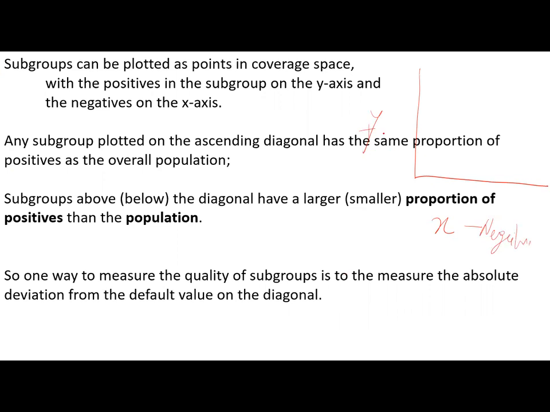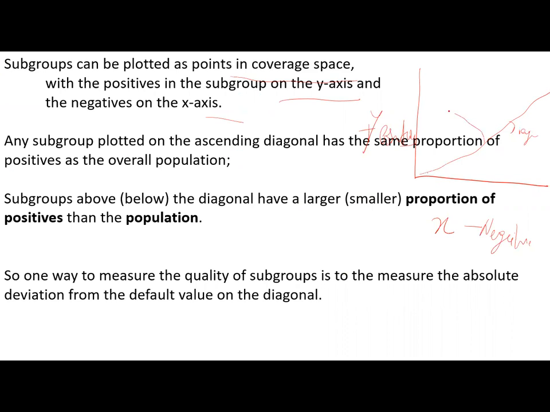And here we'll take positives. A subgroup can also be plotted as points in coverage space, with positives on the y-axis and negatives on the x-axis. Any subgroup plotted on the ascending diagonal has the same proportion of positives as the overall population. This is the diagonal.